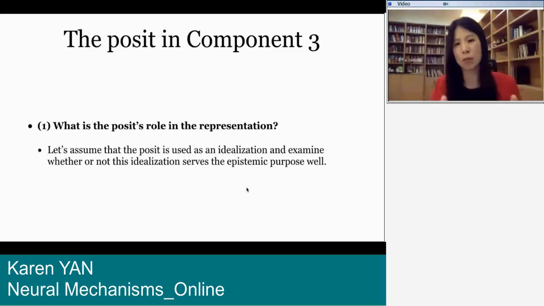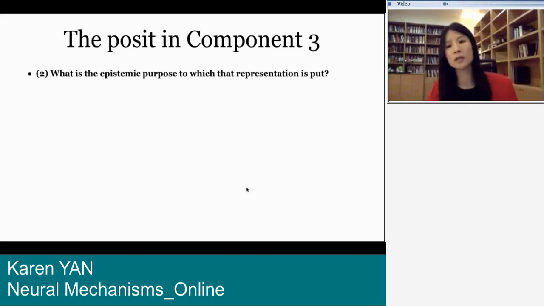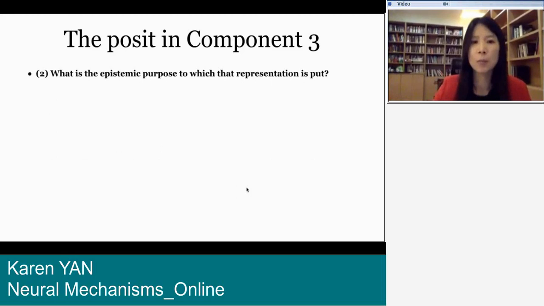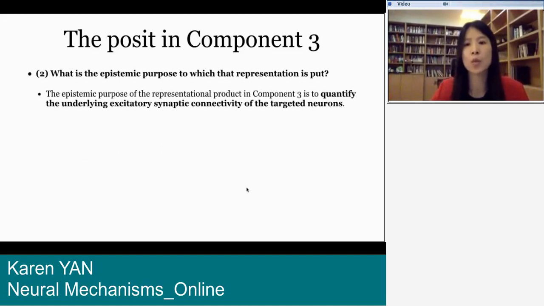If they get it right, they get it right. But in the cases where they get it wrong, this posit plays an idealization role. Now the next question is what epistemic purpose the use of this idealization aims to achieve. In component 3, the aim is to quantify the underlying excitatory synaptic connectivity of the target neuron. It's not about providing a direct causal answer or other things. It's about quantifying connectivity.